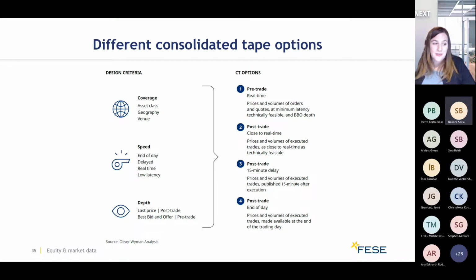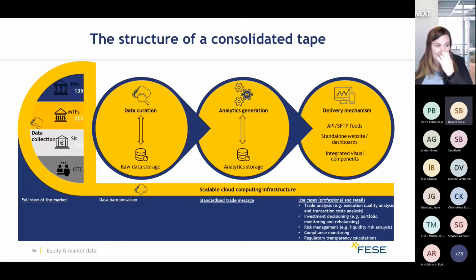When you talk about the difficulties of that, if you want to know what the structure of a tape is, why it's also quite difficult and generally more expensive to have a real-time tape versus a delay tape, it is mainly the fact that when you want to have a full view of the market, we're talking about more than already 300 venues, trading venues, plus SIs. So we're talking about a huge number of sources that a consolidated tape will have to get the data from. That's already challenge number one, getting a full view of the market.